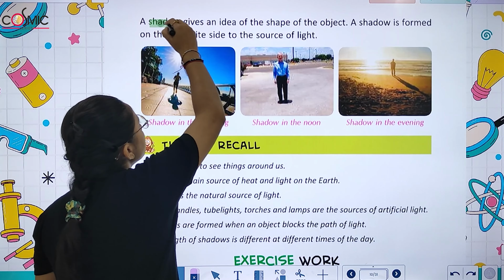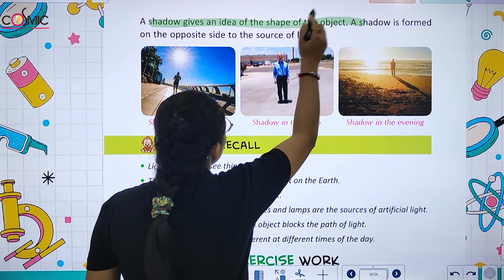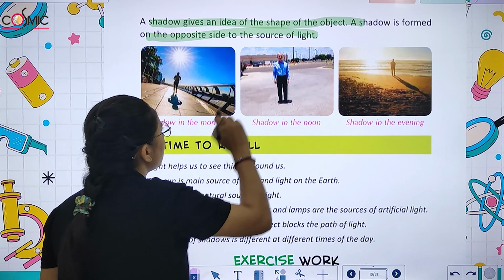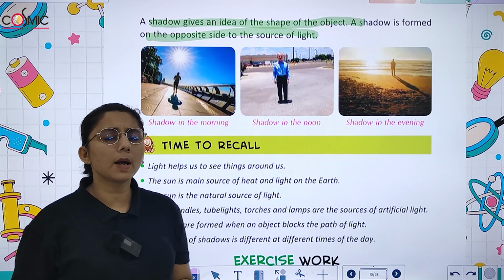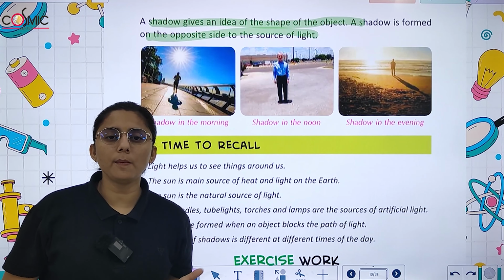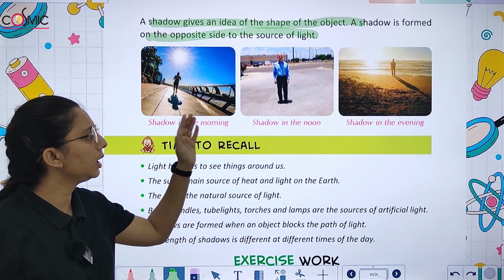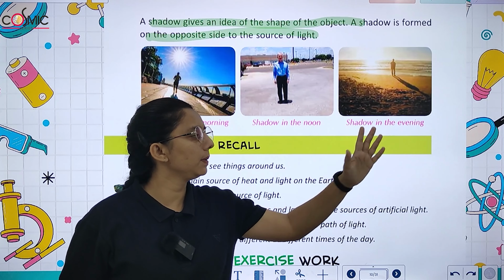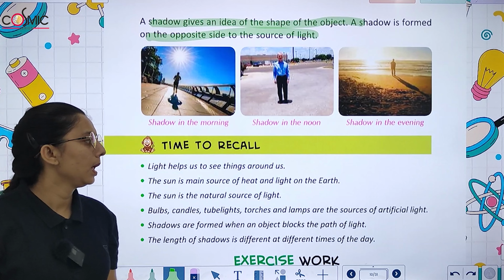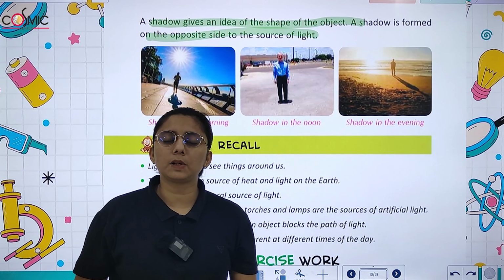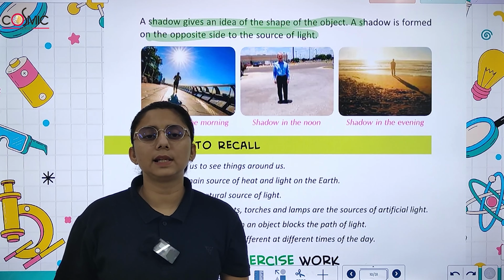Now a shadow gives us the idea of the shape of the object. A shadow is formed on the opposite side of the source of light. हमेशा आप देखोगे जो शेडो फॉर्म होगी वो अपोजिट साइड पर होगी. लाइक शेडो इन द मॉर्निंग बहुत लॉन्ग होती है, नून में बहुत छोटी होती है और इवनिंग में क्या होती है? बहुत लॉन्ग.